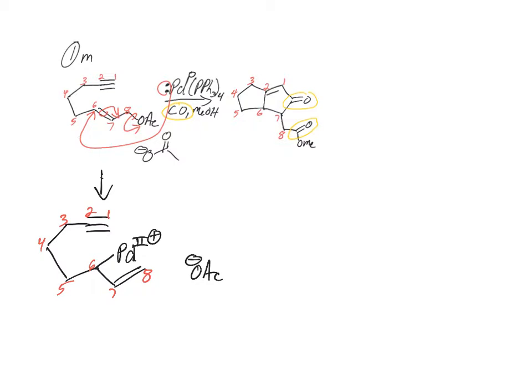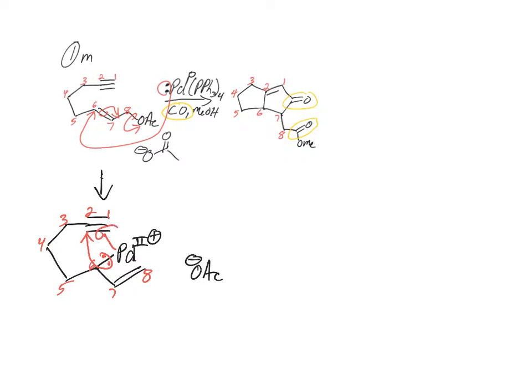So now what do I need to do? What should we try to do? Let's coordinate to that. Let's coordinate here. We'll save ourselves the step. We'll say coordination. And then what else do we need to do? We're going to do a migratory insertion. And we want 6, the electrons here, to go to 2.